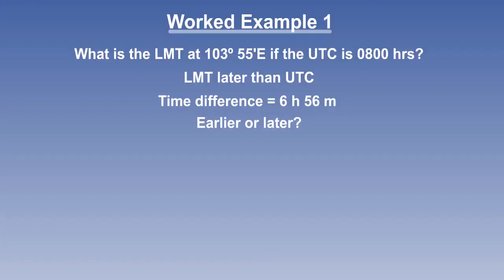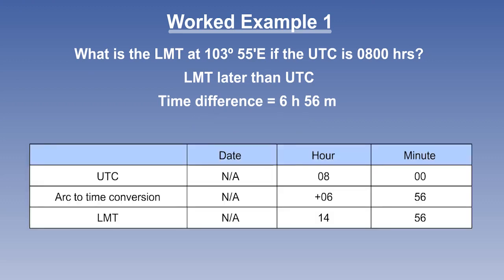The answer is obviously before. So the time in Singapore will be later. 0800 hours plus 6 hours 56 minutes gives us a local mean time of 14:56. Note that in the table we have a column for the date, as well as hours and minutes. We do not need to use it for this calculation, but get used to putting it in as a matter of habit, because it is sometimes essential.